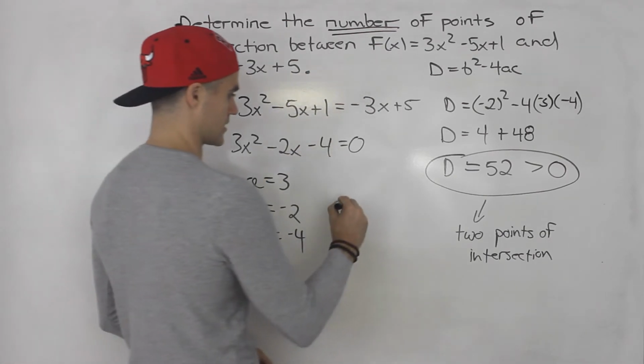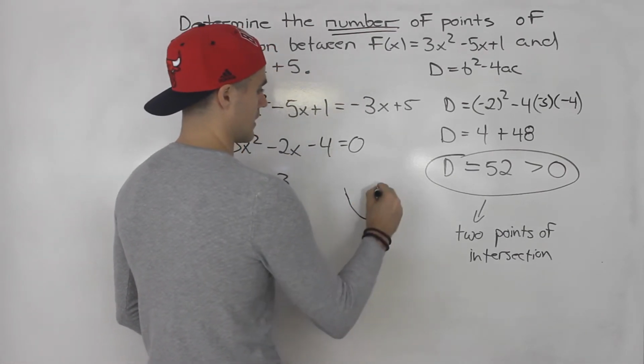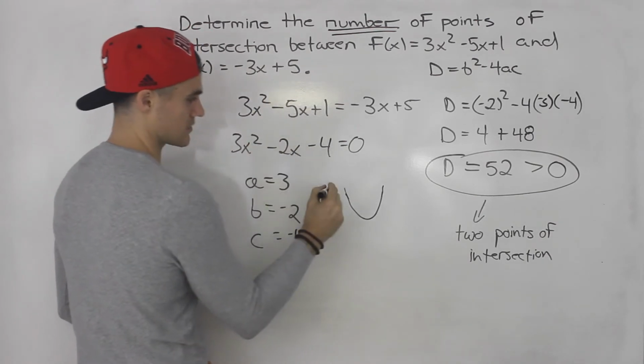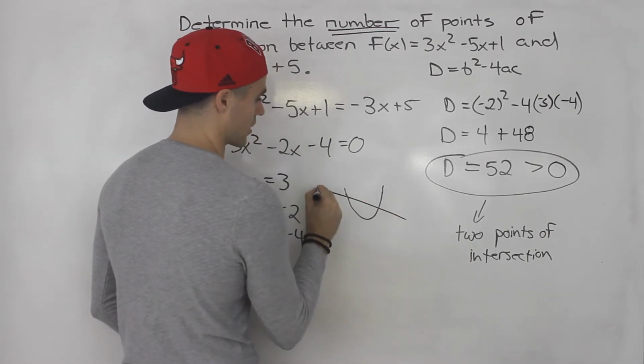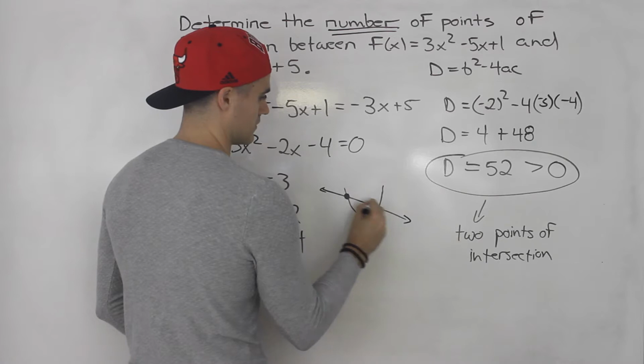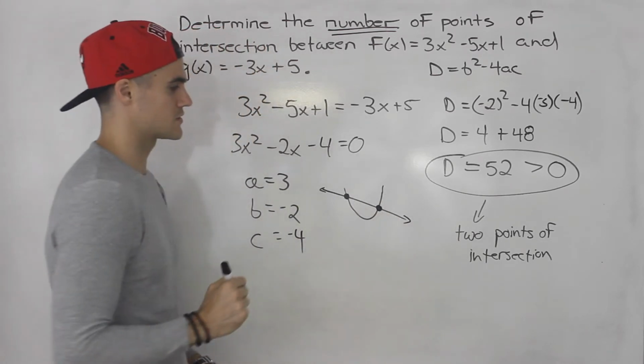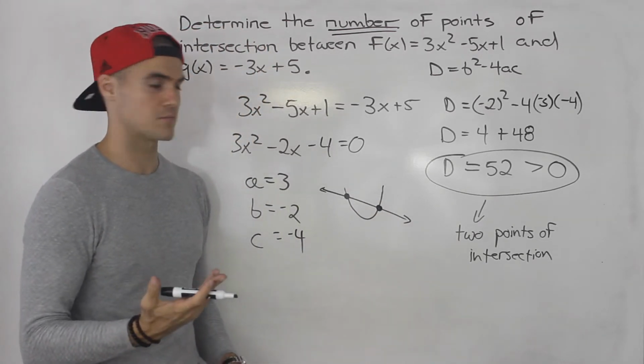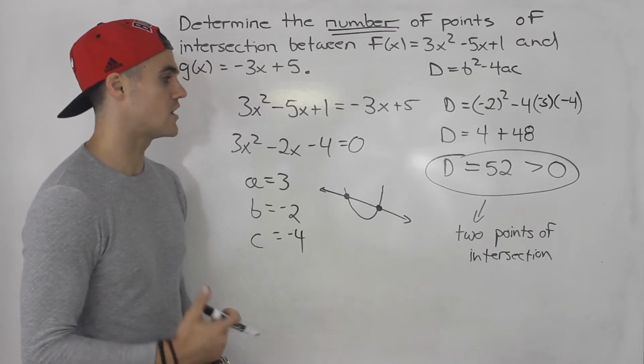So basically this quadratic is opening up, and then this line has a negative slope, so it's going to look something like that, approximately. It's basically going to be 2 points of intersection there. And again, we didn't have to find the points of intersection, we just have to find the number of points of intersection.